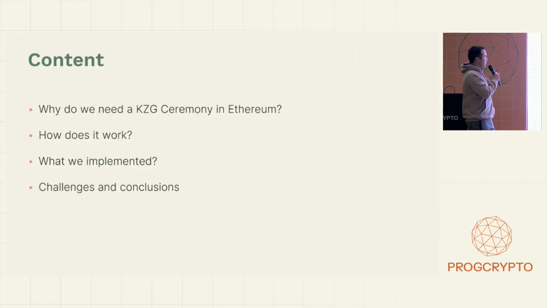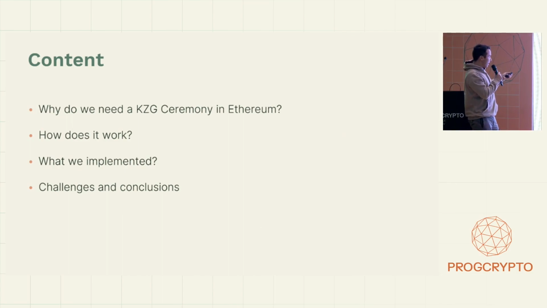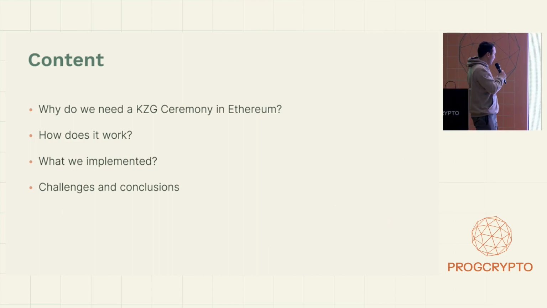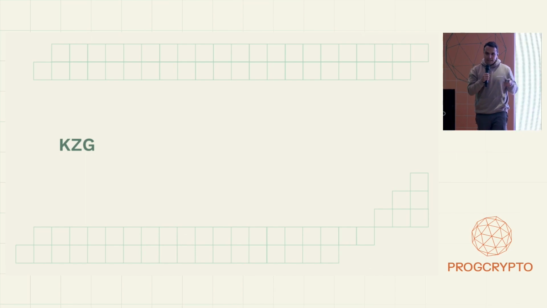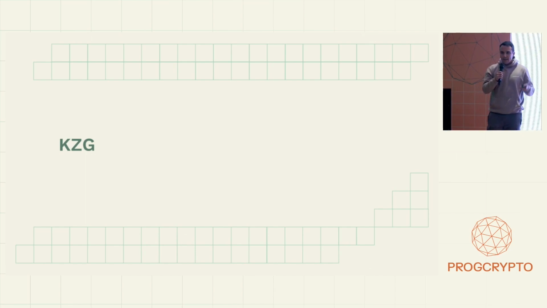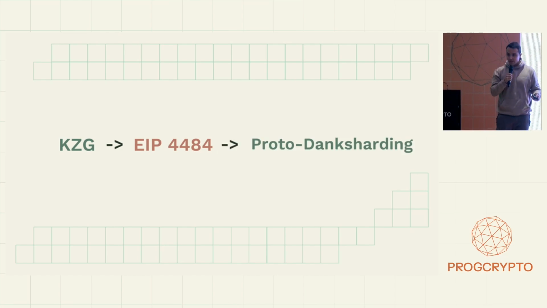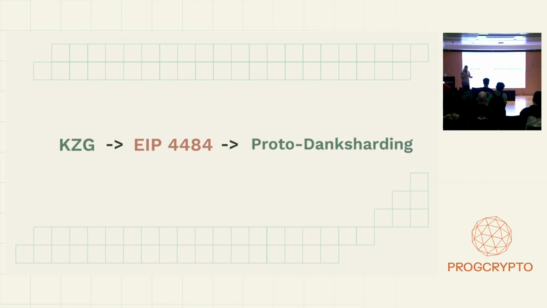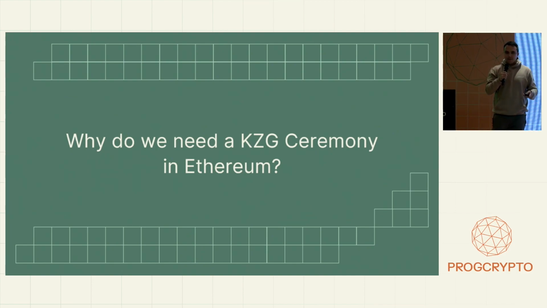We're going to cover why KZG in Ethereum right now, how it works, what we implemented and developed, and some challenges and conclusions. So KZG is needed for EIP-4844, also known as proto-danksharding. And why do we need KZG in Ethereum? Basically because we want to reduce gas costs.